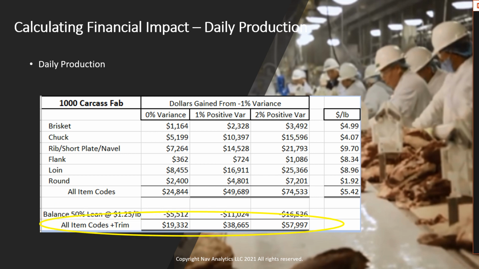And what we're going to see is that when we go from a negative 1 to a 0 variance, we gain $19,000 that day. If we go from a negative 1 to a positive 1 variance, we gain over $38,000 that day. And if we go from a negative 1 to a positive 2 variance, we gain almost $58,000.